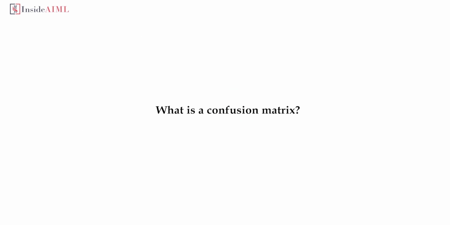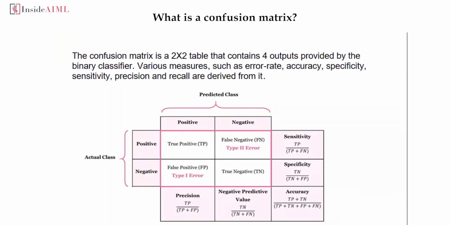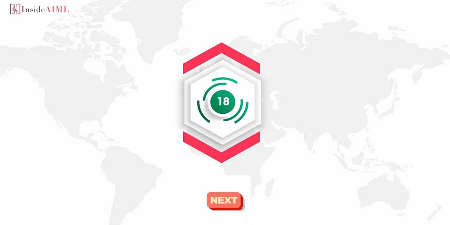Next question is one of the most important and one of the most asked questions. What is a confusion matrix? So a confusion matrix is a 2x2 table that contains 4 outputs provided by the binary classifier. They are true positive, true negative, false positive, and false negative. Now, all the measures like error rate, accuracy, sensitivity, precision, recall, and F1 score can be derived from a single confusion matrix. As you can see, all the formulas for precision, negative predictive value, accuracy, specificity, and sensitivity can be obtained from a single confusion matrix. Let's go to the next question.